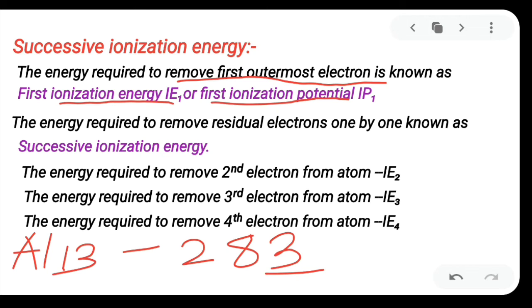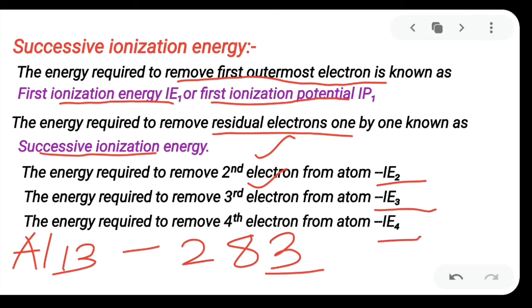So the energy required to remove the residual electron after removing the first is known as your successive ionization energy. पहला इलेक्ट्रॉन को निकालने के बाद जो इलेक्ट्रॉन बचता है उसको सक्सेसिवली एक के बाद एक निकालने में जो आयनाइजेशन एनर्जी रिक्वायर्ड होता है उसको हम सक्सेसिव आयनाइजेशन एनर्जी बोलते हैं. जैसे कि यहाँ पर सेकेंड इलेक्ट्रॉन को निकालने में IE2 बोलते हैं उसको. थर्ड इलेक्ट्रॉन को निकालने में जो एनर्जी रिक्वायर्ड होता है उसको IE3 बोलते हैं. एंड फोर्थ इलेक्ट्रॉन को निकालने में जो एनर्जी रिक्वायर्ड होता है उसको IE4 ही बोलते हैं.